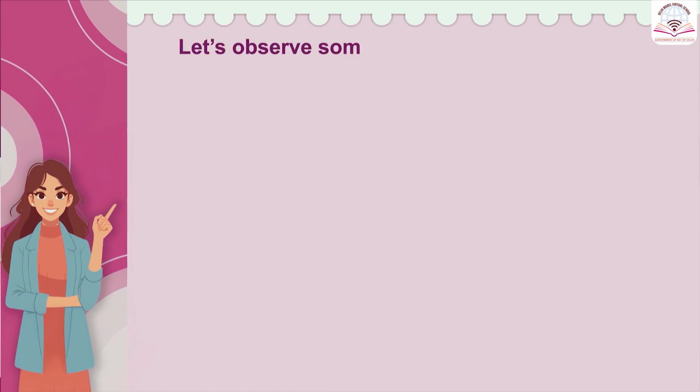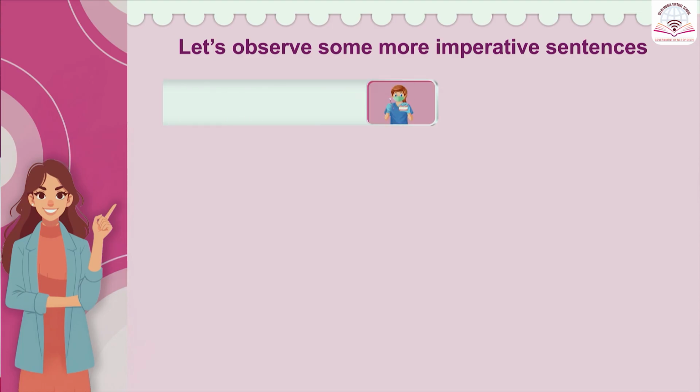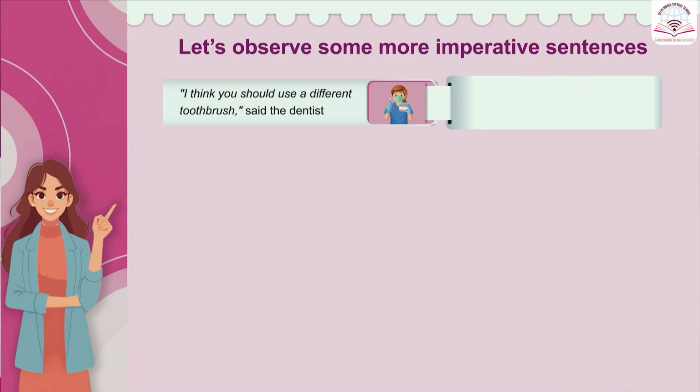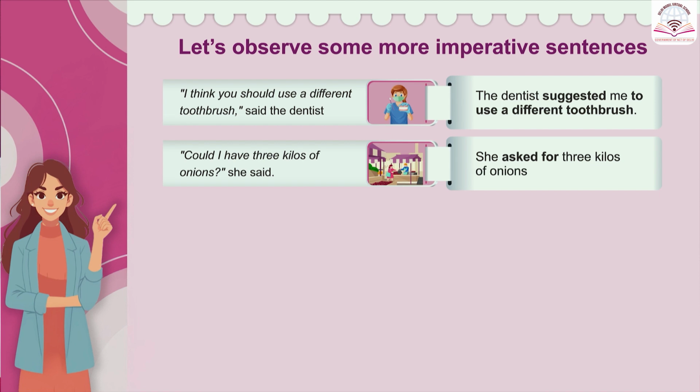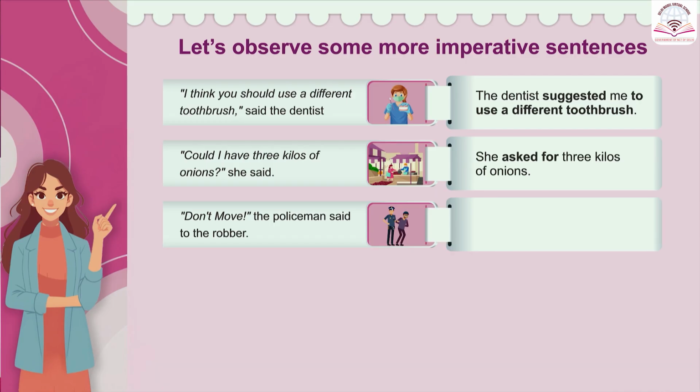Students, let us observe some more imperative sentences and try to convert them from direct speech to indirect speech or reported speech. So the first sentence is, I think you should use a different toothbrush, said the dentist. This is a suggestion, so we'll write, the dentist suggested me to use a different toothbrush. Could I have 3 kilos of onions? She said. She asked for 3 kilos of onions. Don't move, the policeman said to the robber. This is a command, so we'll write, the policeman commanded the robber not to move.